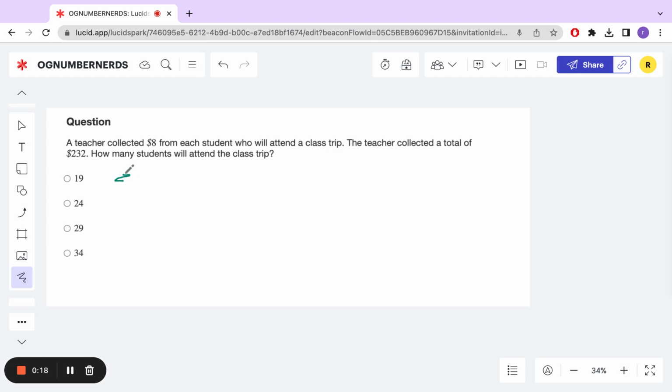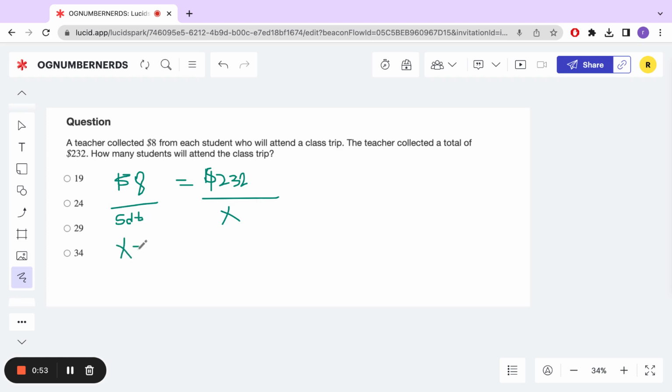So we know that it costs $8 per student. So I'm going to write student short form. And the teacher collected a total of $232. Now we want to know X amount of students will attend the class trip. So we're going to rearrange the equation to solve for x.